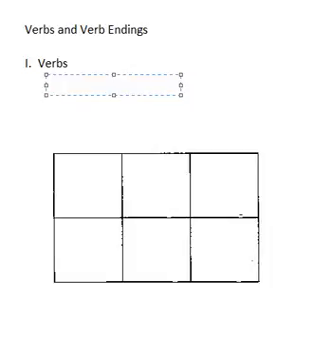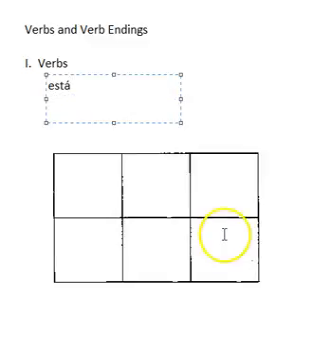In this lesson, we will talk about verbs and verb endings. So, number one, verbs. We've already talked about two verbs in Spanish class. The verb está, which means to be, and the verb es, which also means to be. So these are being verbs.